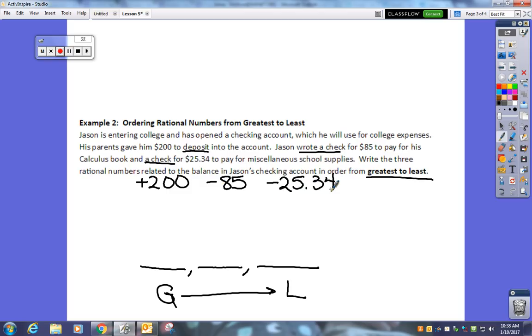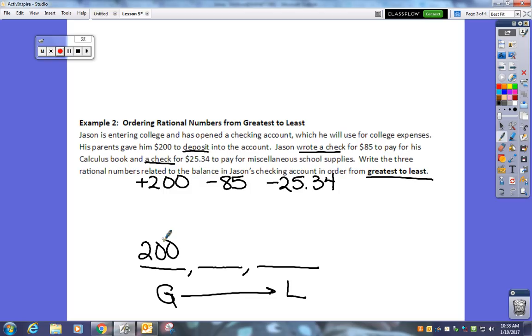So once again, in comparing these three numbers, I can see one is positive and the other two are negative. That means I can automatically place the one that's different, the positive. It is the greatest number because positives are always greater than negatives. So the positive 200 would go on the first line, because remember, we're going greatest to least this time.